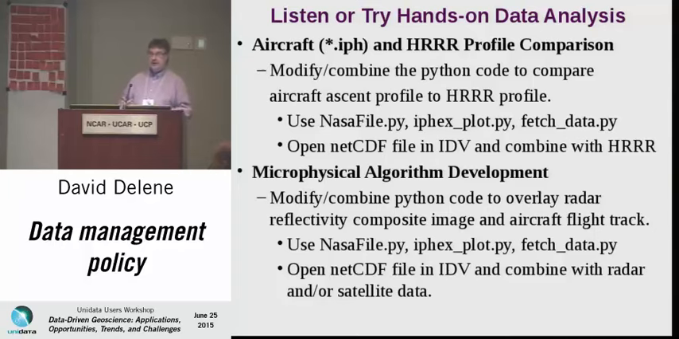So your assignment, what you should try to do, is we went out and did this aircraft flight. There's a .ifex file on the site, which is an ASCII data file that has a metadata header in it. And what I want you to do is analyze this data, and one of two things is let's do a profile of the data, and then we can compare that profile to the HRRR profile.